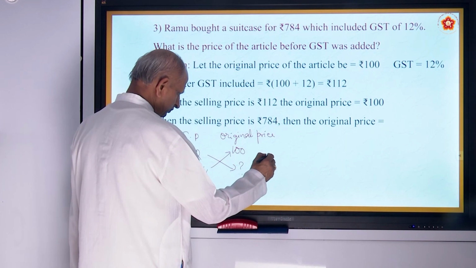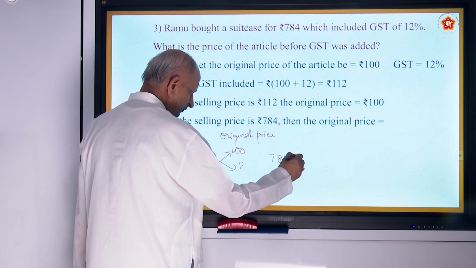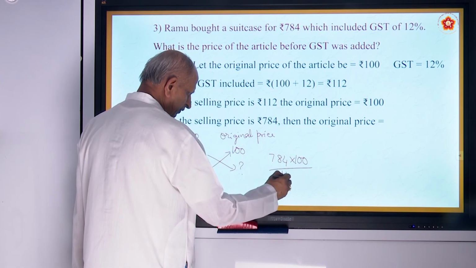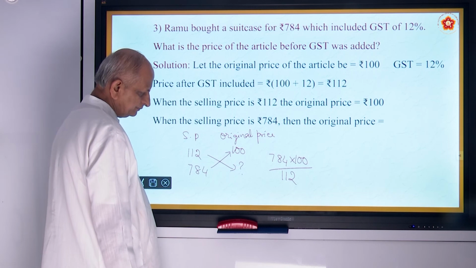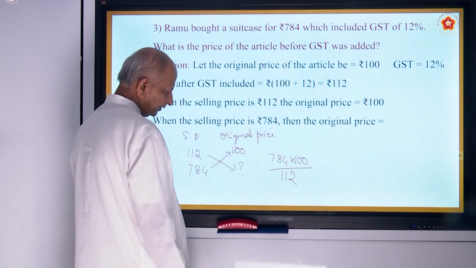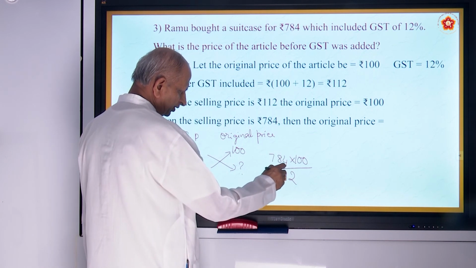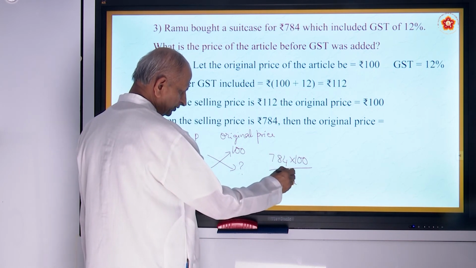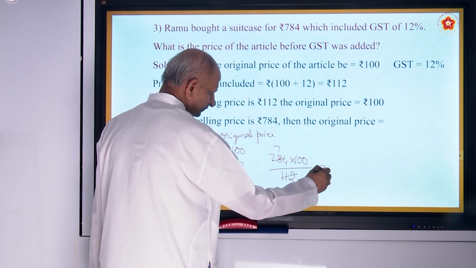You get 784 into 100 by 112. Correct? Suppose you divide by 7: 7 2s are 14, 1 carried; 7 1s are 7 plus 1, 8. So it goes 7 times. So that will be equal to 700 rupees.